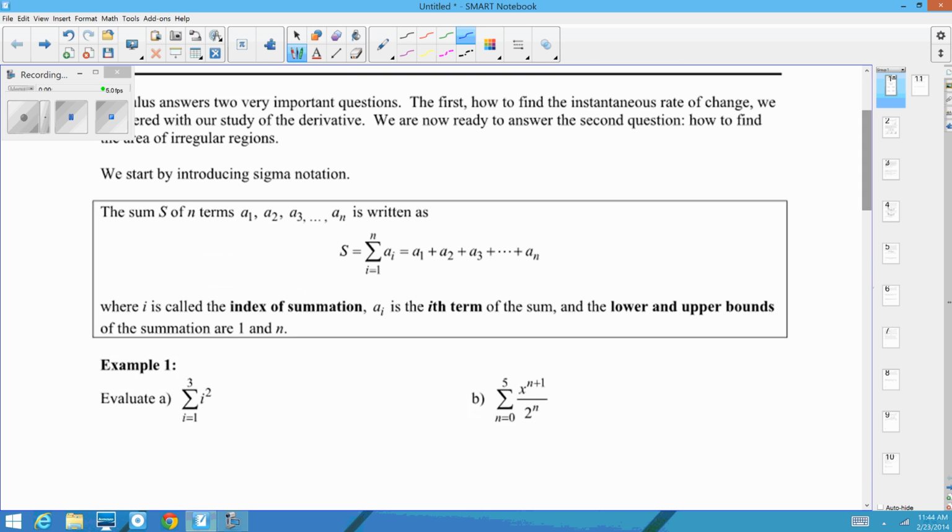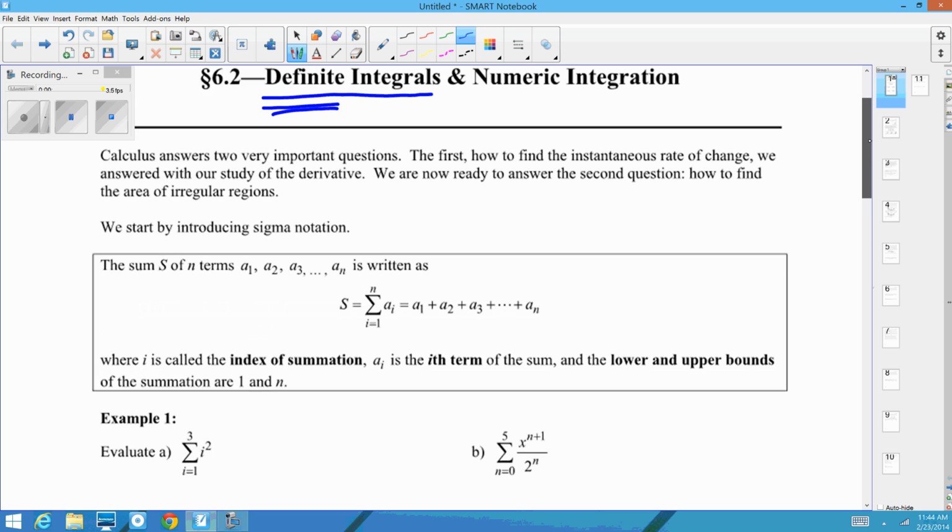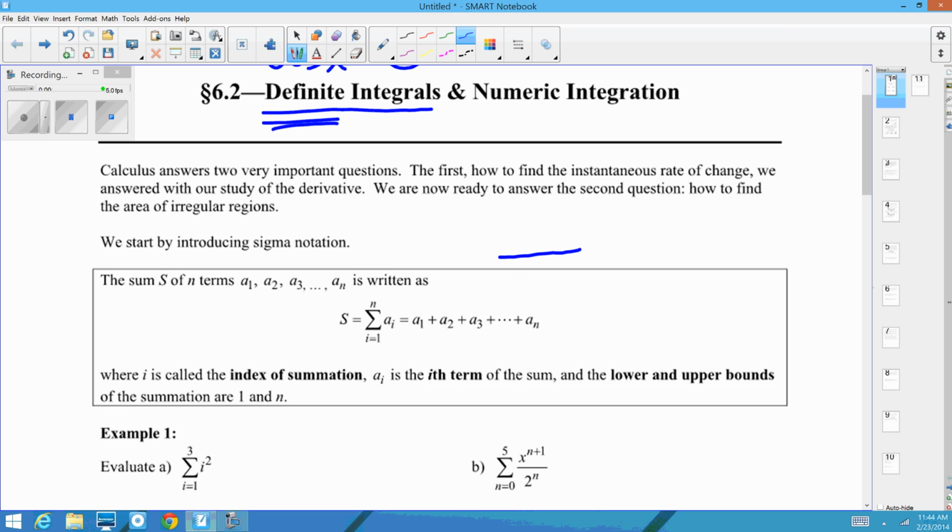So we're building our house of calculus, right? And we have our limits as our foundation, and we did derivatives, and now we're working on that second half, integrals. Okay, there were two very big questions asked in math 400 or so years ago. The first was, how do you find the instantaneous rate of change? And we know that's by a derivative. And now, how do we find the area of irregular regions? And we can answer that with integrals.